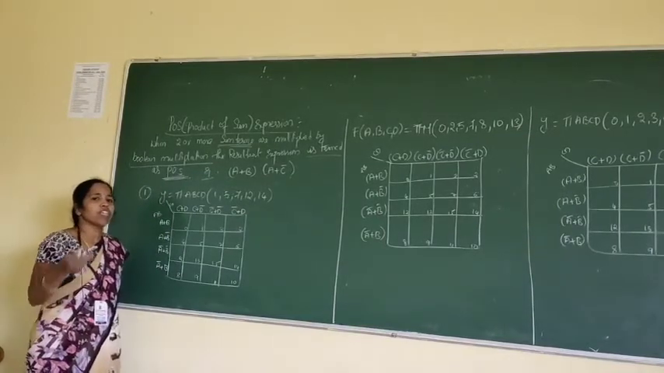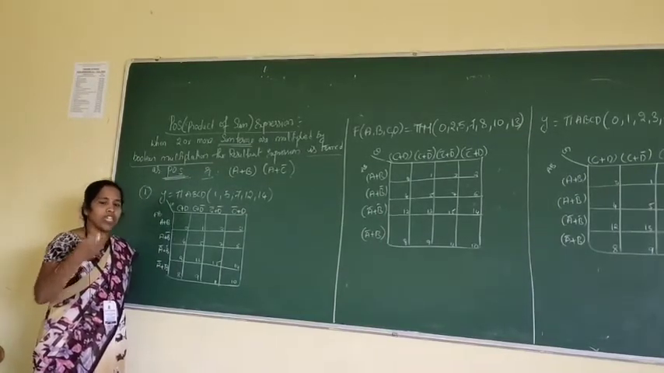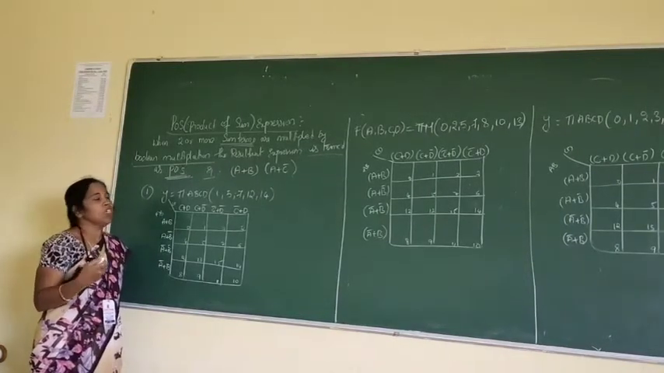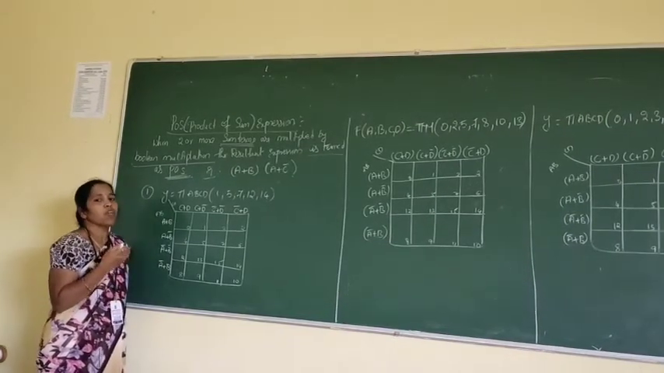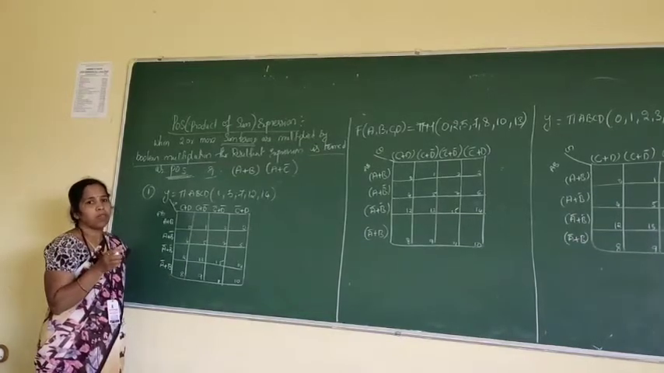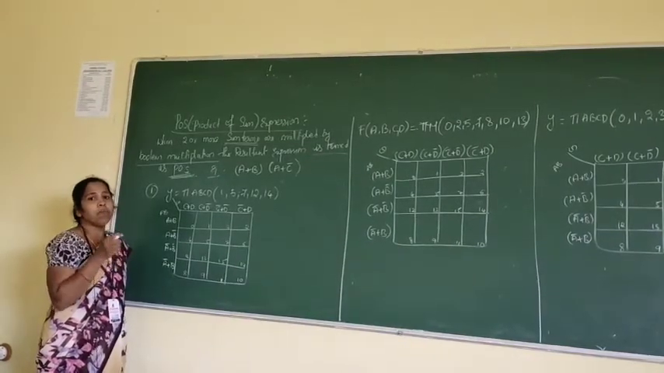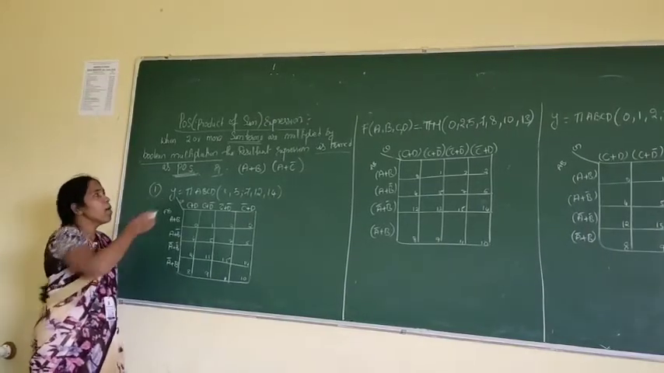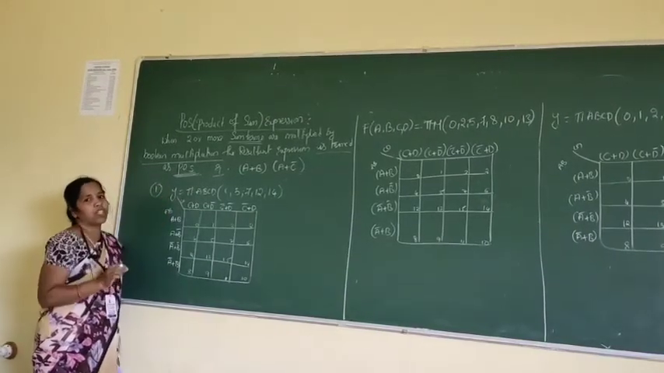I am going to reduce the given K-map or given Boolean expression using POS, that is product of sum expression. So the definition is: when two or more sum terms are multiplied by Boolean multiplication, the resultant term is known as a product of sum expression.